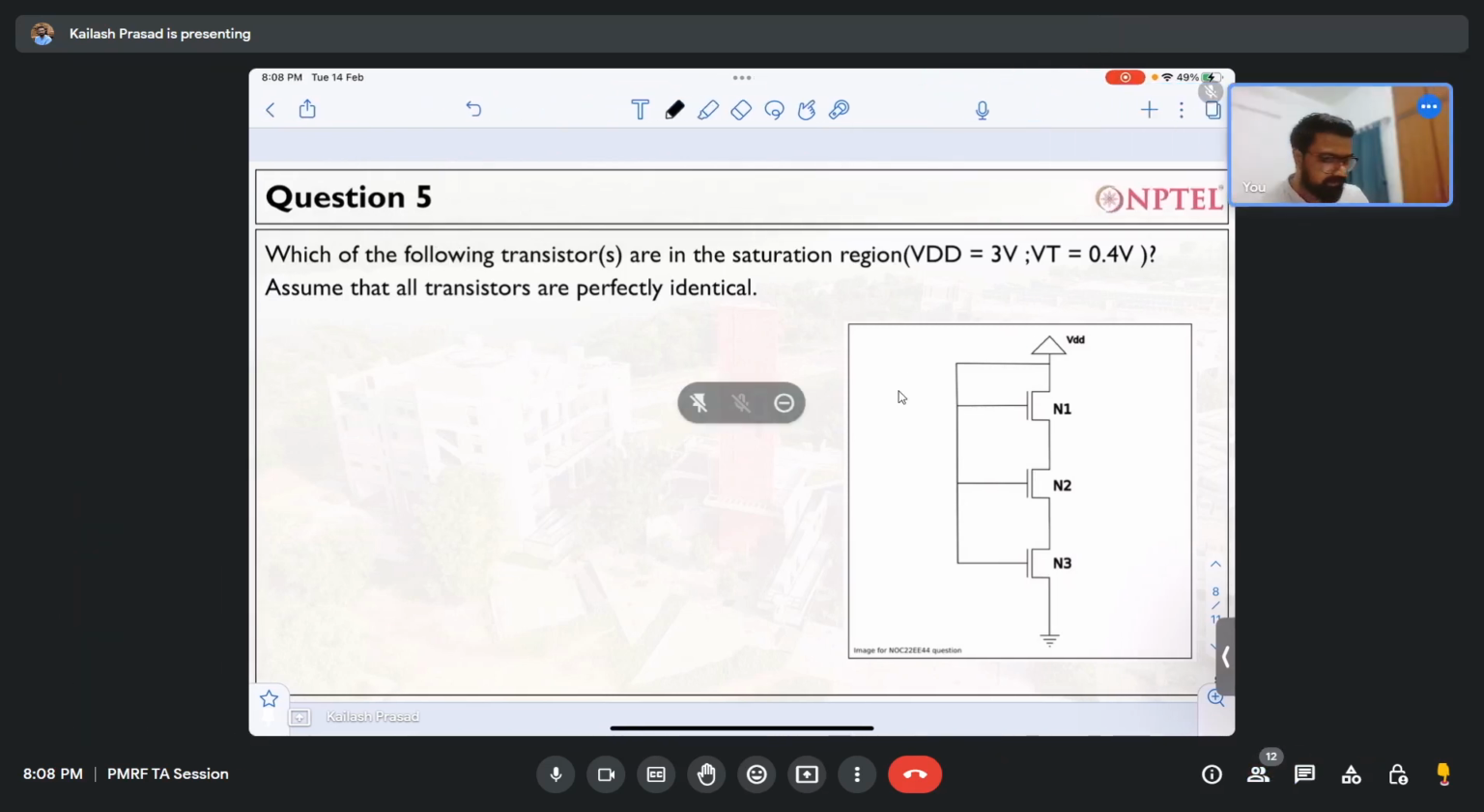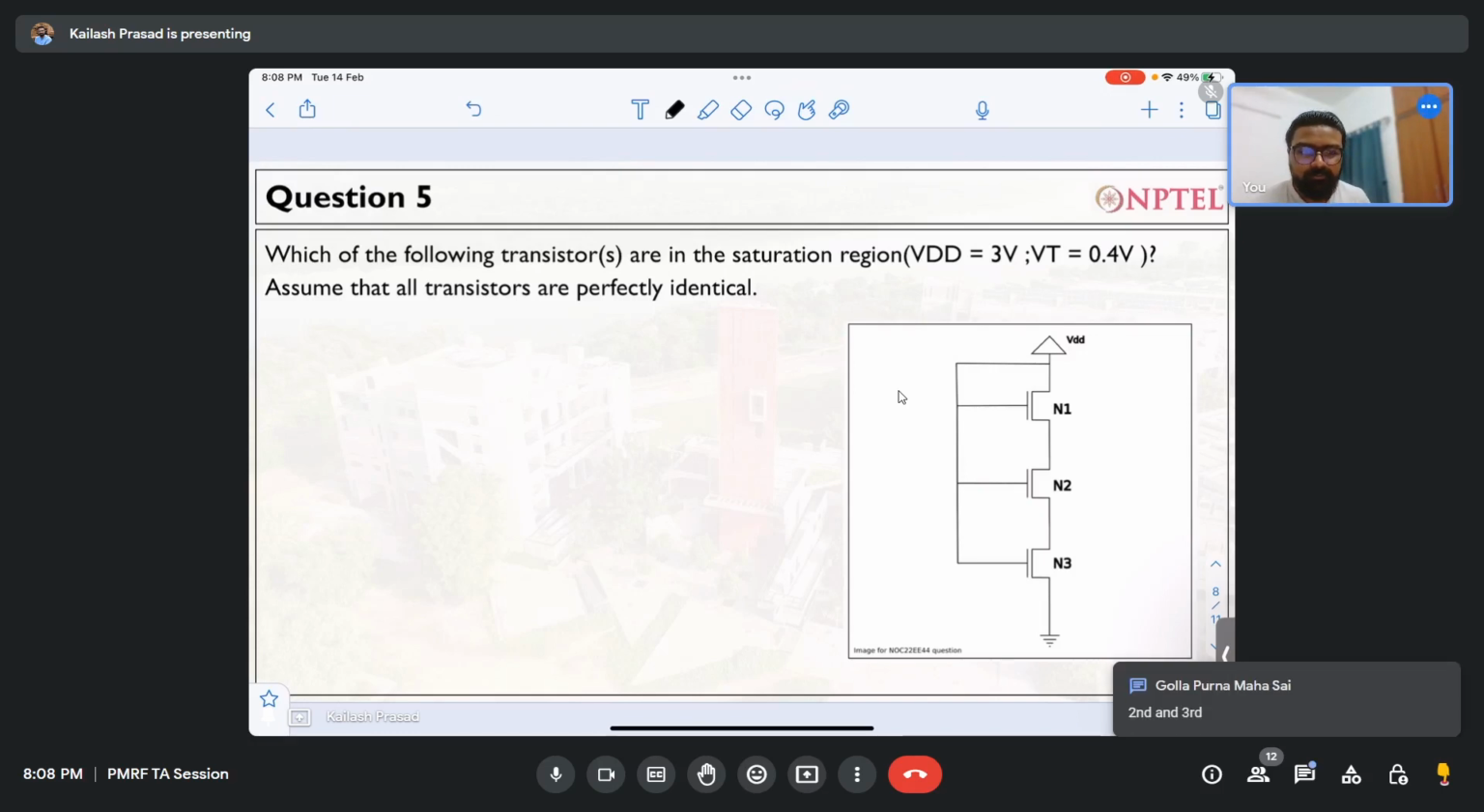So let me tell you how you approach this particular problem. Okay, second and third. So I have at least one answer, right? Let us see if that is correct or not. But anybody else want to answer?